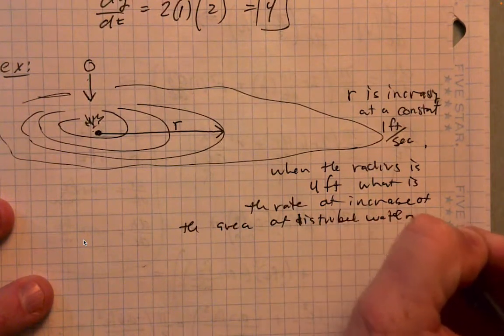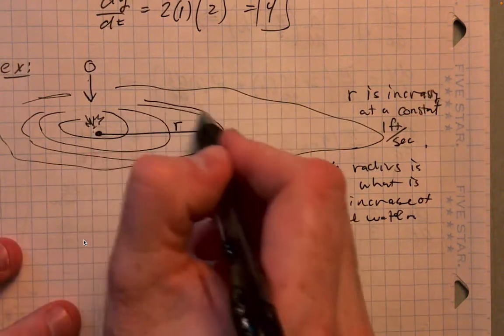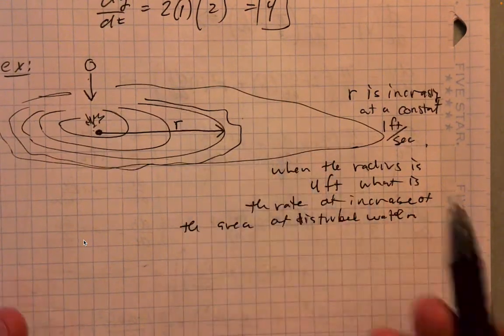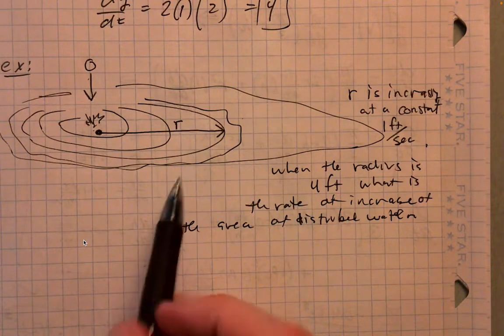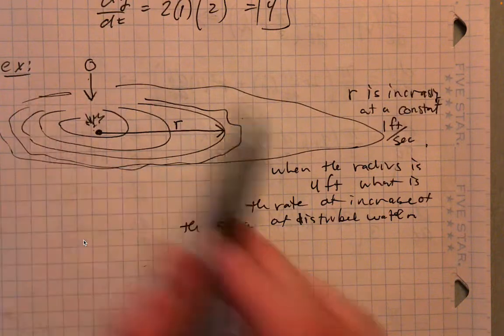Pardon my handwriting, it's just horrible there. Theoretically, the disturbed water is just going to be represented by this outer ripple. Everything out here is undisturbed until the outer ripple reaches it. So if the radius of this ripple is increasing at a constant rate of 1 foot per second, when the radius is 4 feet, what is the rate of increase of the entire area of the outer ripple, of the disturbed water?